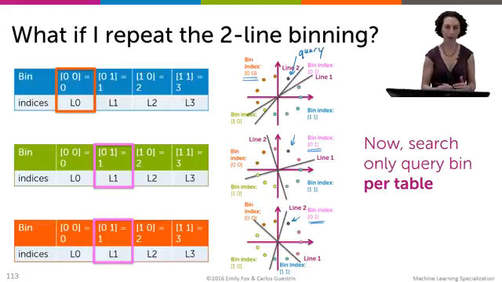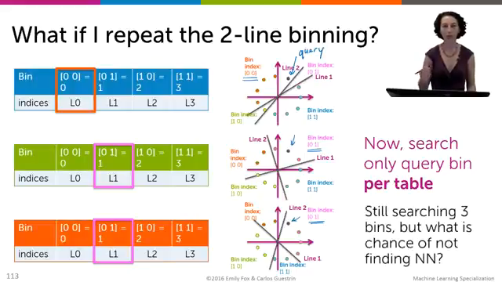I've created 3 different hash tables and said we're only searching the bin that the query point falls in, so that in this case, we're still searching 3 bins, just like we did before when we searched the query point and the 2 neighboring bins. So we're still searching 3 bins, but the question is now, what's the probability that we're not going to find our nearest neighbor? So let's work through this.